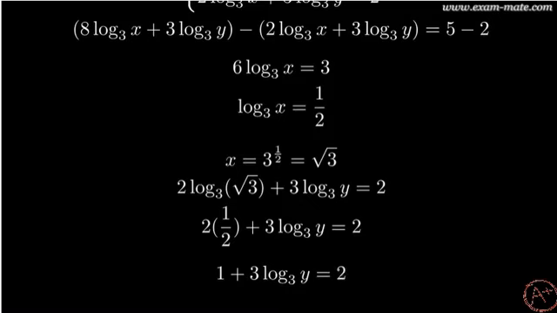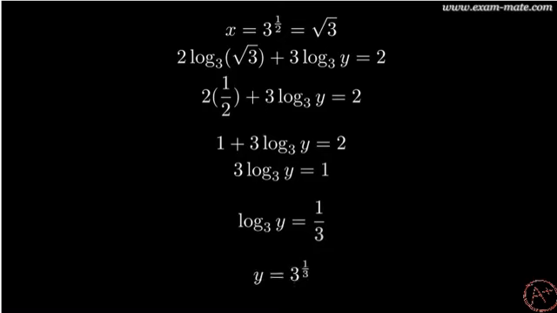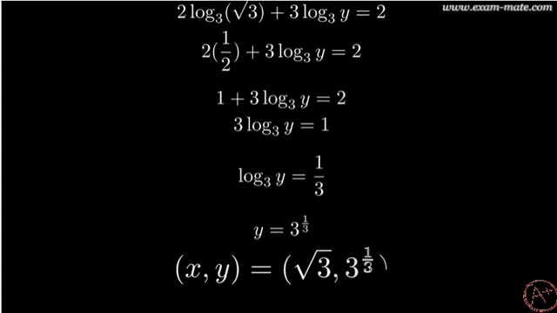This gives us 1 plus 3 log base 3 of y equals 2. Solving for y. 3 log base 3 of y equals 1. So log base 3 of y equals 1/3, which means y equals 3 to the power of 1/3. Therefore, our final solution is x equals square root of 3 and y equals 3 to the power of 1/3.